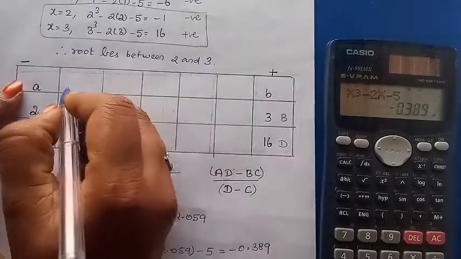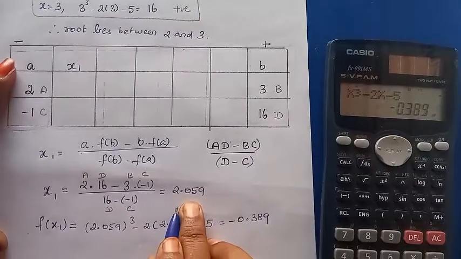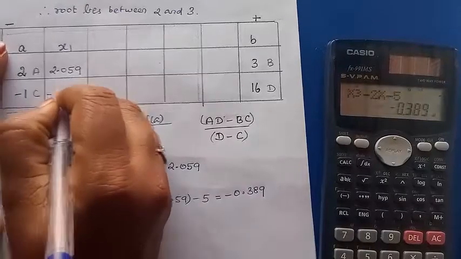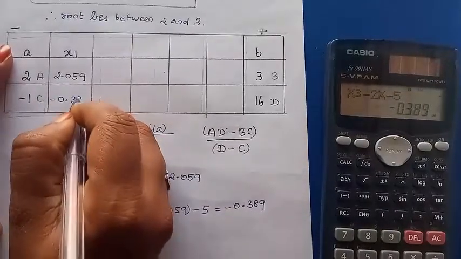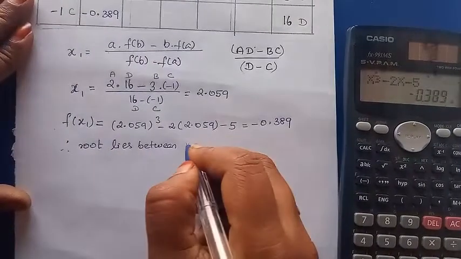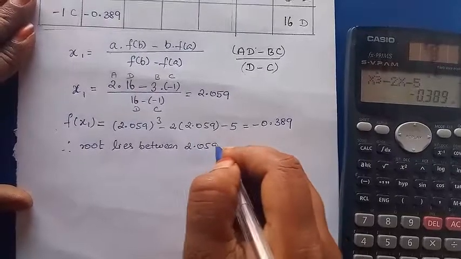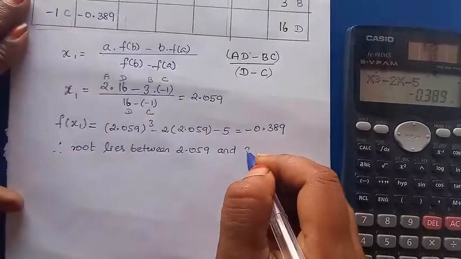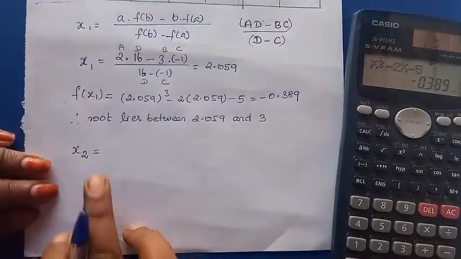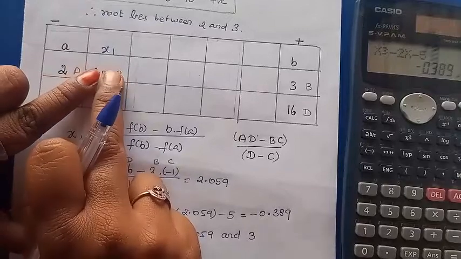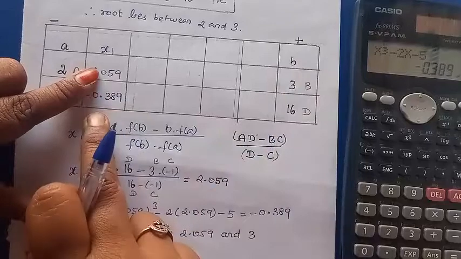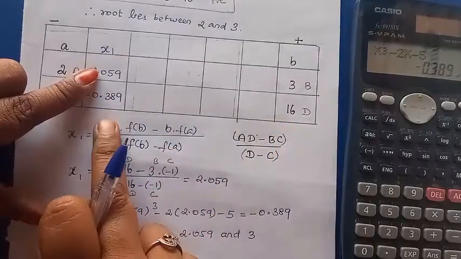So write x1 here, and the value of x1 is 2.059 and the function's value is minus 0.389. Therefore, root lies between 2.059 and 3. Let us find the next approximated value x2. In the formula A into f of B, so this is A now. So A into f of B minus B into f of A divided by f of B minus f of A.